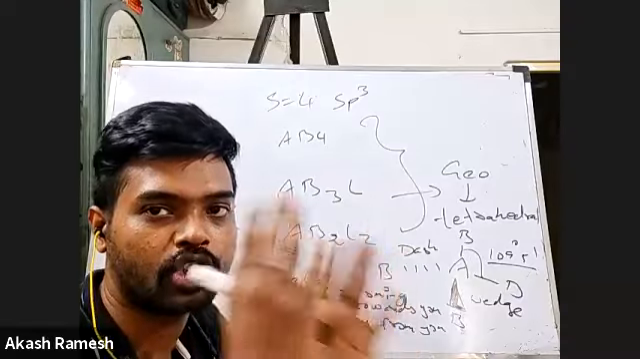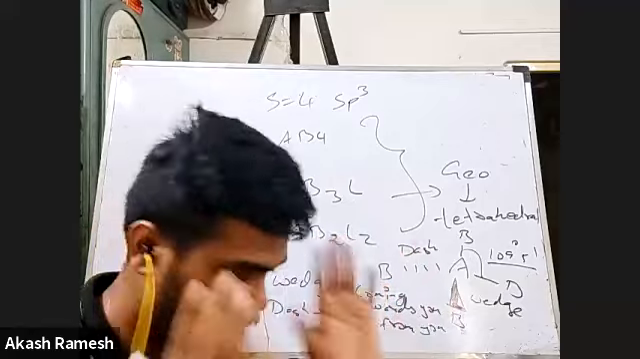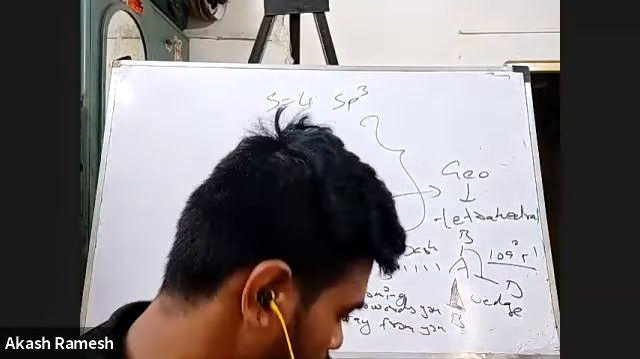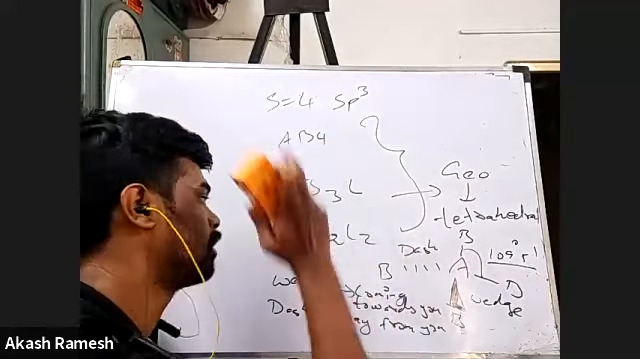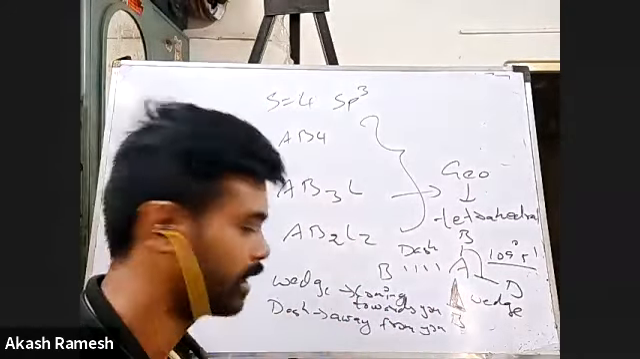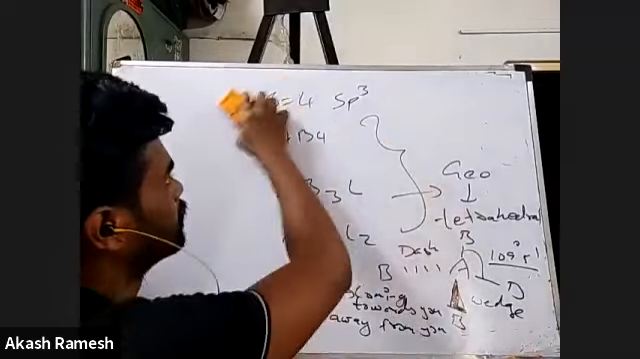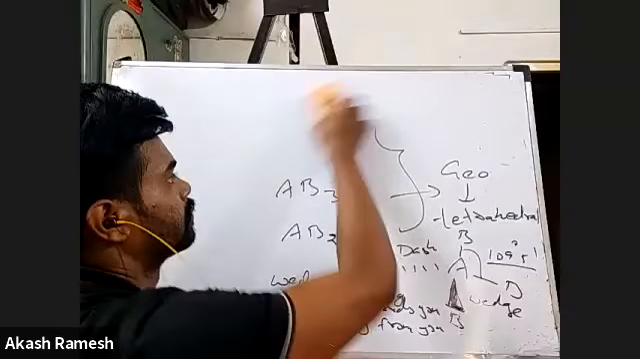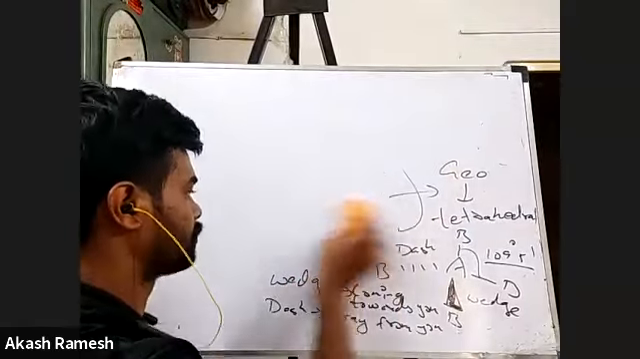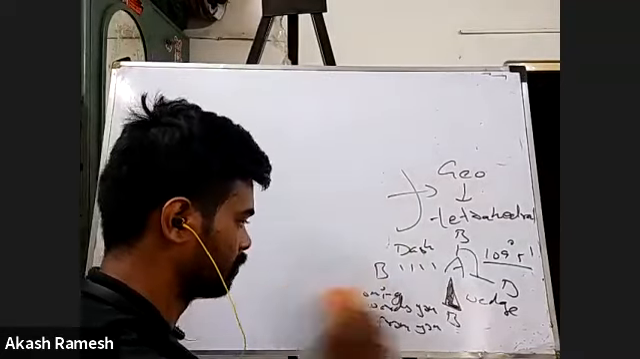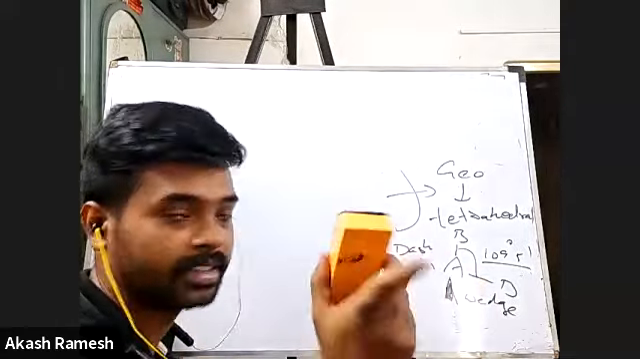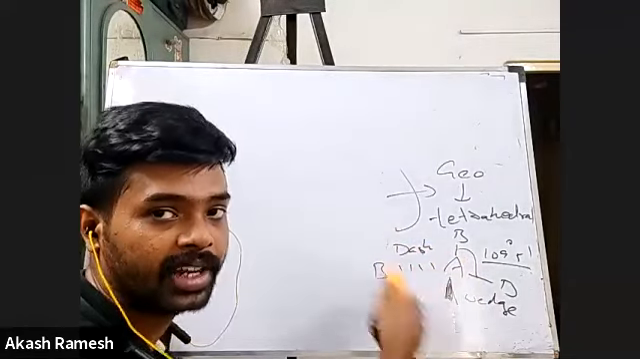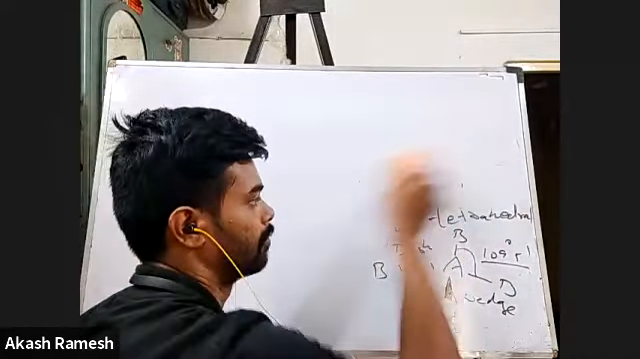Okay. Now everybody understood the connection between shape and geometry. Okay, you will get it more and more. Do not worry. Now we'll take some examples. We'll take example for AB4, AB3L, AB2L2. All of them will take some examples. So guys, this is how you have to draw the shape in your exams also. Tetrahedral, wedge and dash. You have to remember.